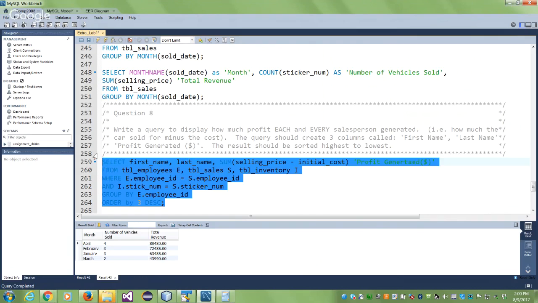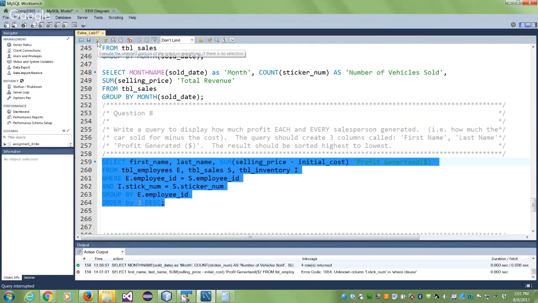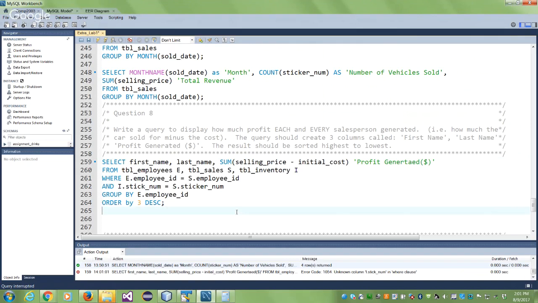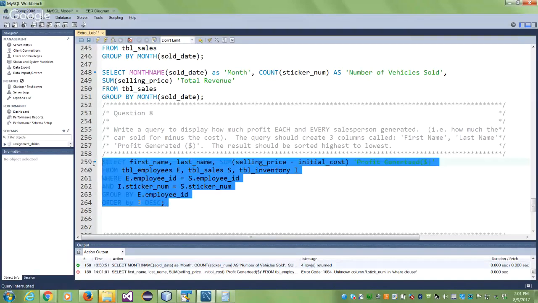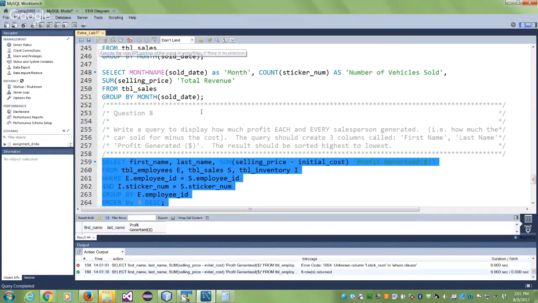So there were 6 people, so we should have 6 results, right? Oops, what did I do? Unknown column sticker number. Okay, there you are. Sticker number. And just so you know, when you run it, there are 2 Nancys. Yes, there are 2 Nancys. You're right. Now we know that.